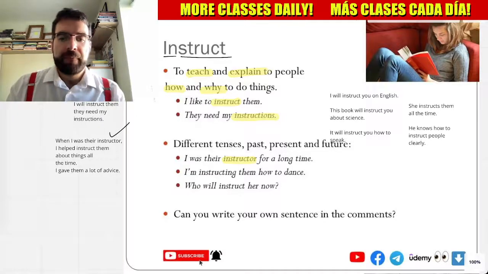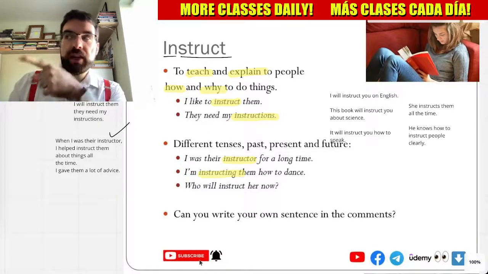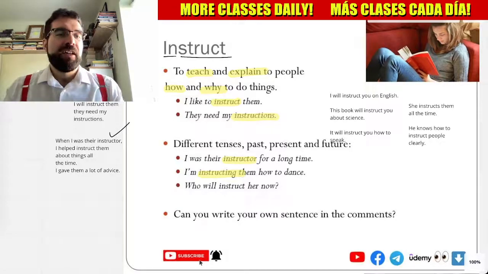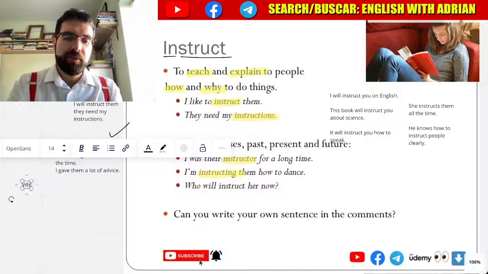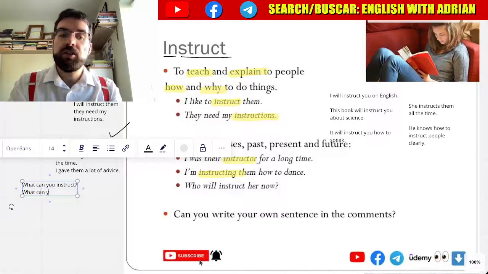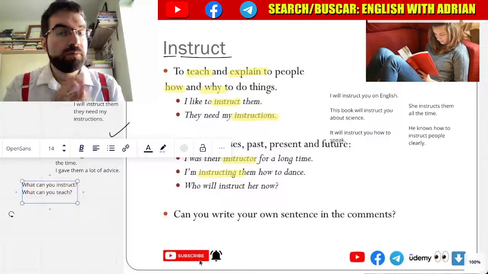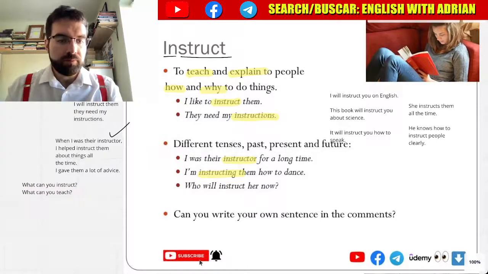So I'm instructing them how to dance. How cool is that? What can you instruct? What can you teach? What can you instruct? What can you teach?